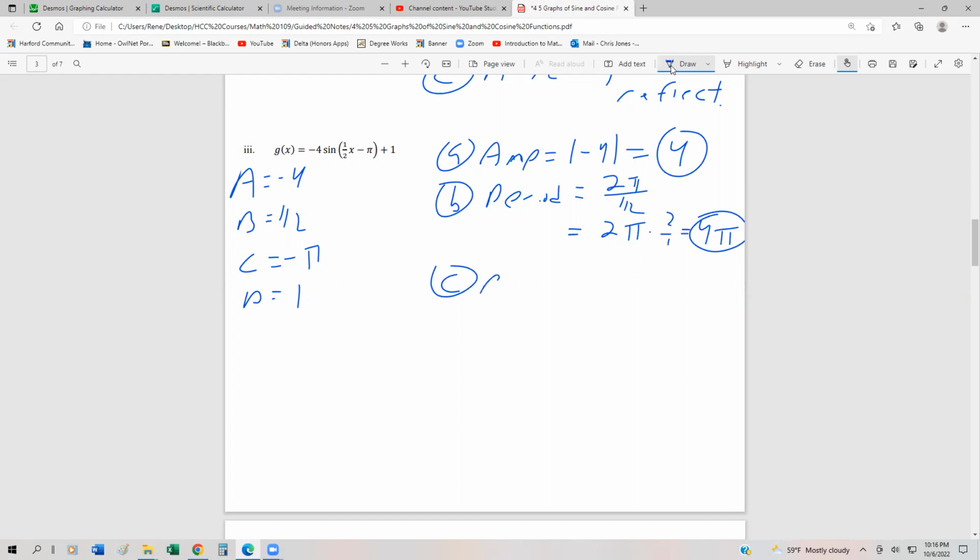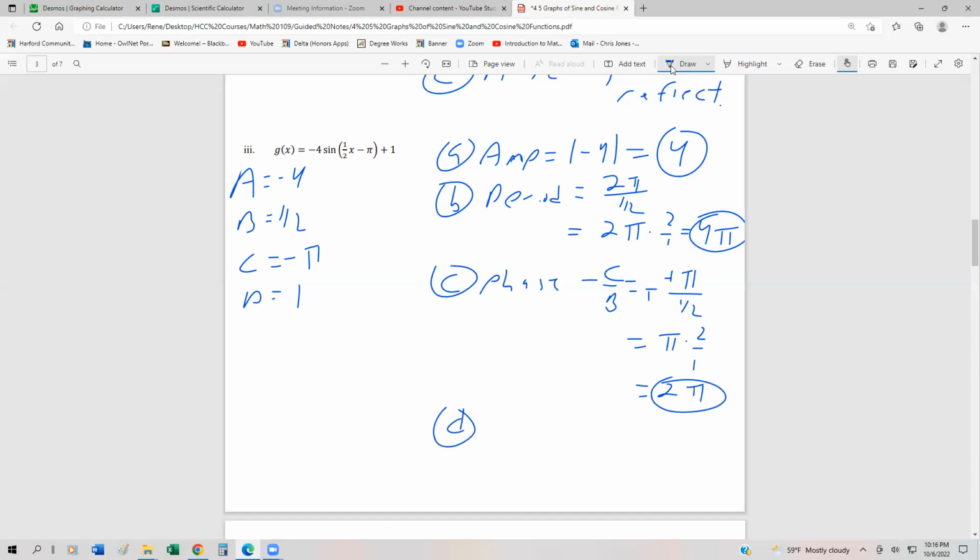Phase shift is given by the formula negative c over b, and that's going to be the opposite of negative pi over 1/2, and that just ends up being positive pi times 2 over 1, or 2 pi.